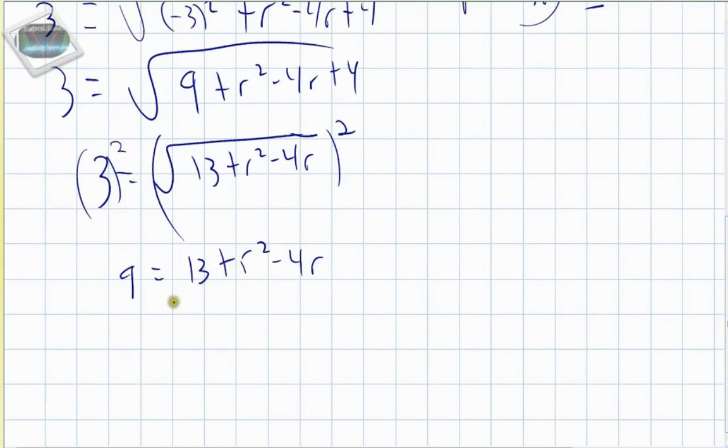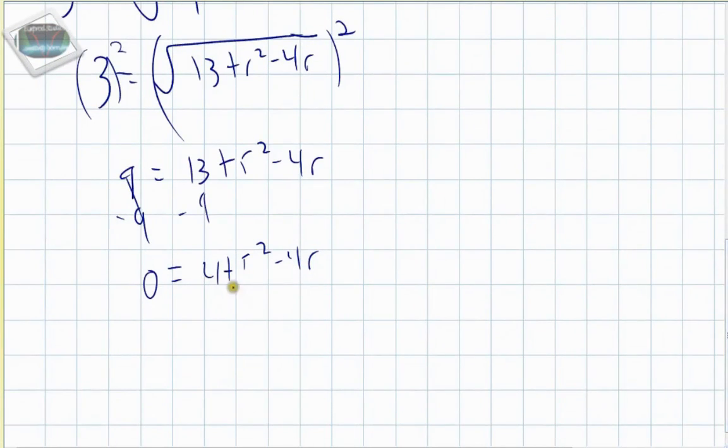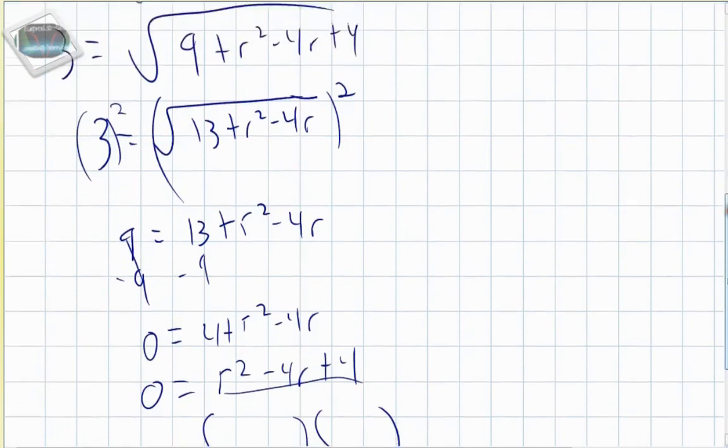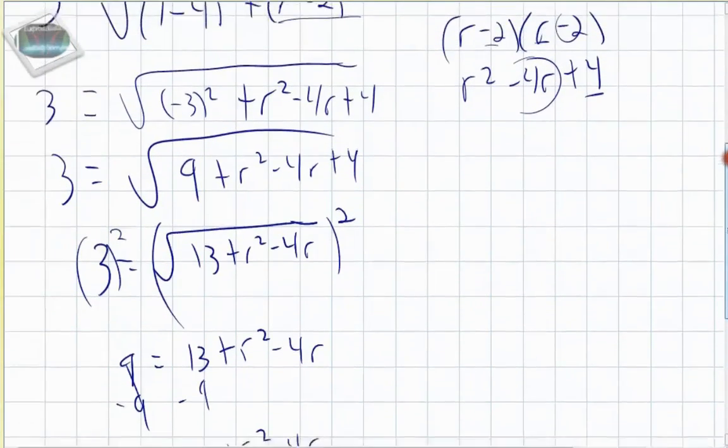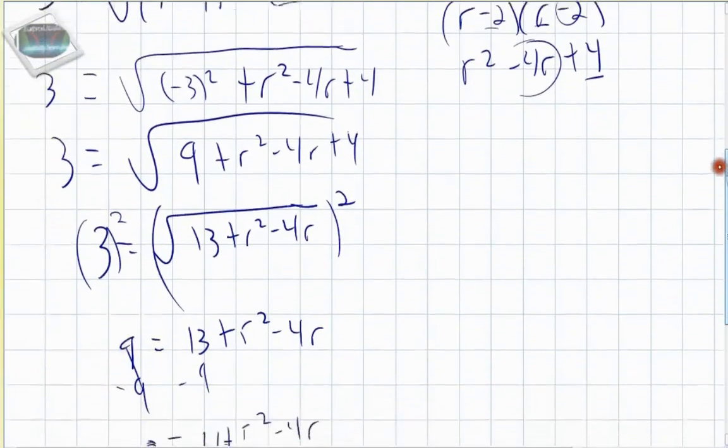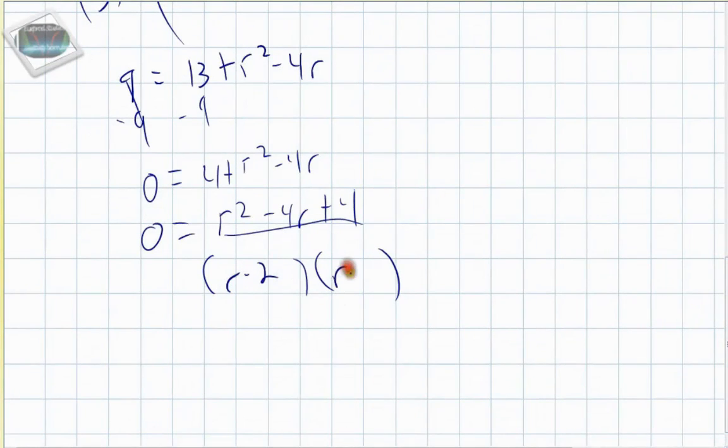And then you can subtract 9 from both sides. Okay, so 0 is equal to 4 plus r squared minus 4r. And then you can rearrange it, so it's r squared minus 4r plus 4. Then you can split it up. You'll notice this is a lot like what we got before up here. In fact, it's exactly what we got before. So it's going to be (r minus 2) times (r minus 2). And if you were to solve for r here, r would be equal to 2.